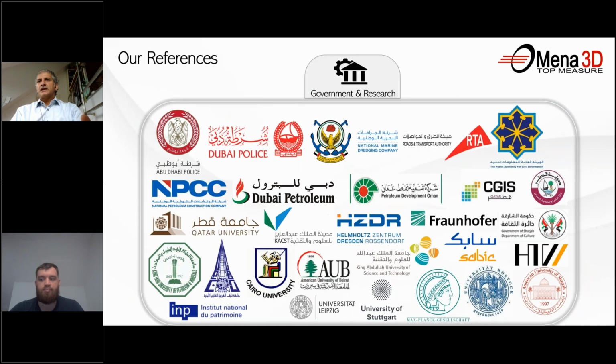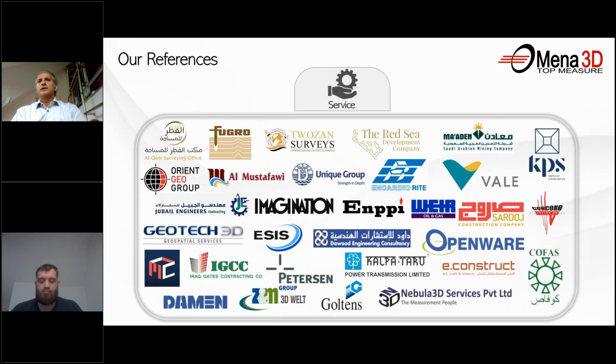We have government and research customers, many universities in Europe but also in the Middle East and North Africa, and also government organizations. I will be talking about one of the very important projects we have done with the Kuwait government, in addition to the UAE, Dubai Police, Abu Dhabi Police, and Qatar, the Doha Center of GIS. We work with all of them, and some cases will be presented afterward.